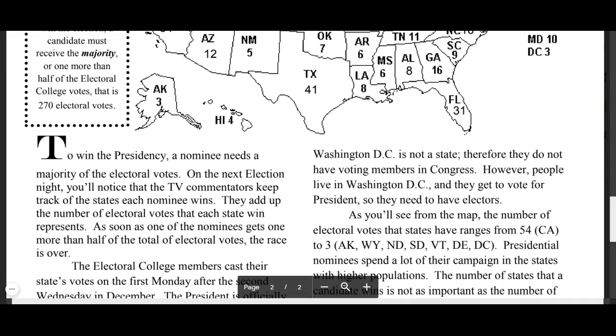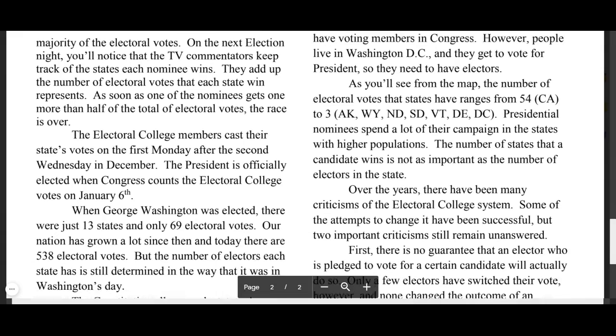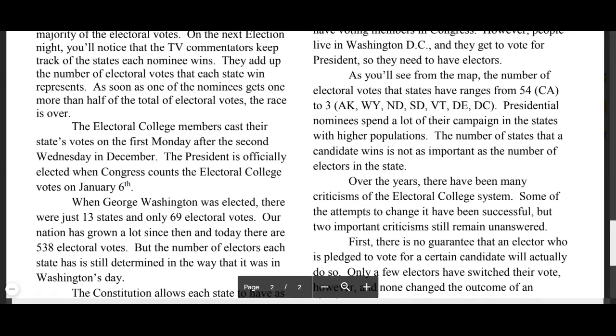To win the presidency, a nominee needs a majority of the electoral votes. On the next election night, you'll notice the TV commentators keep track of the states each nominee wins. They add up the number of electoral votes that each state win represents. As soon as one of the nominees gets one more than half of the total of electoral votes, the race is over. The Electoral College members cast their state's votes on the first Monday after the second Wednesday in December. The president is officially elected when Congress counts the Electoral College votes on January 6th.